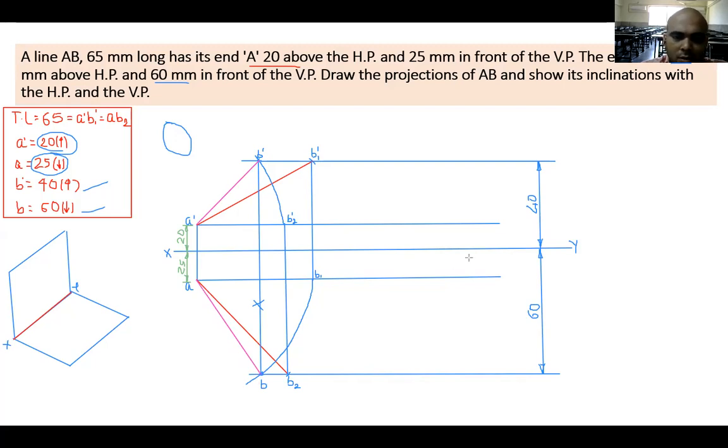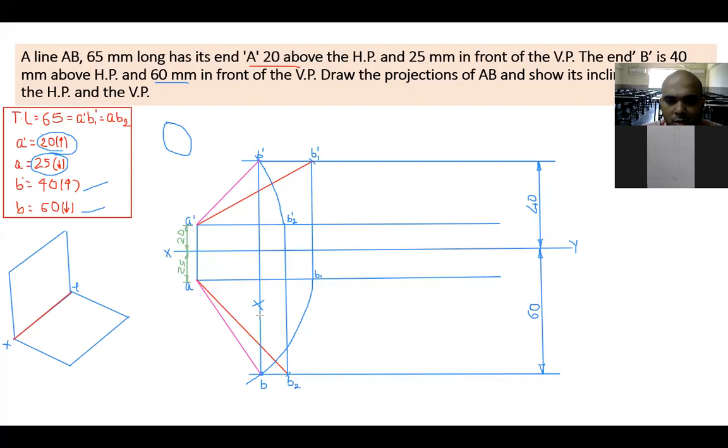Good. No, we don't have to connect. We are just checking whether B dash and B are coming in a straight line or not. If it is coming in a straight line, that means your diagram is correct. If you want to, you can make this line, but make it very light. If you want to check, okay, but make it a light line.